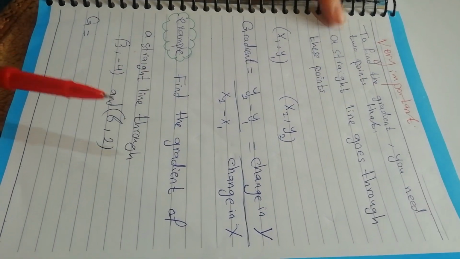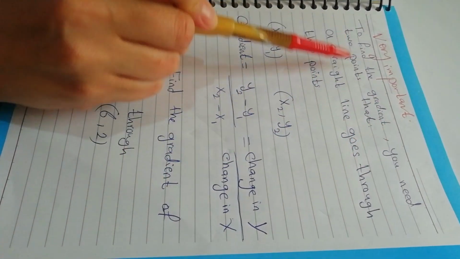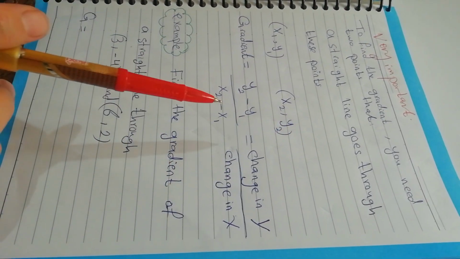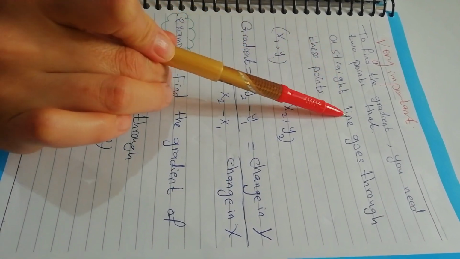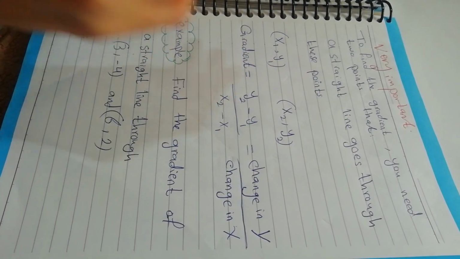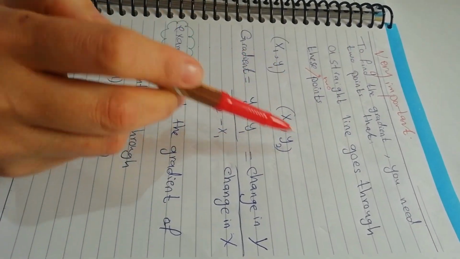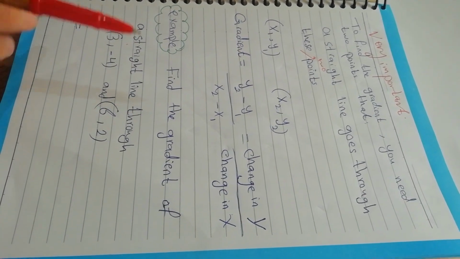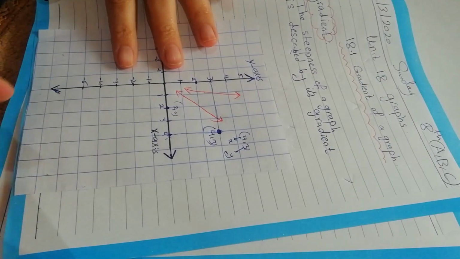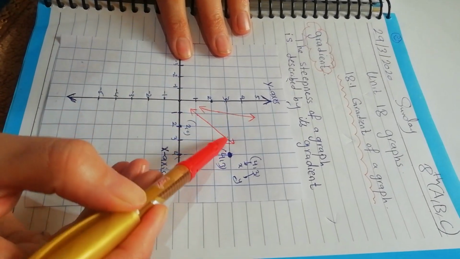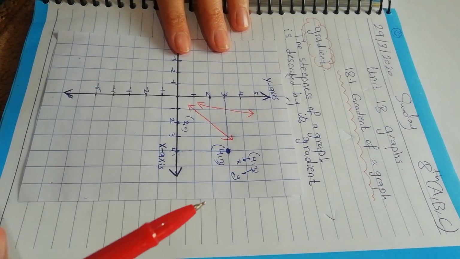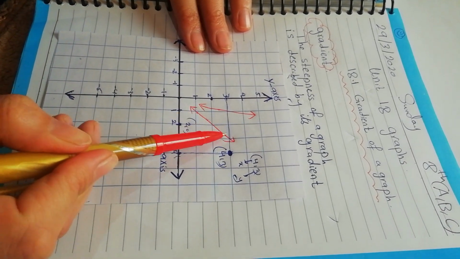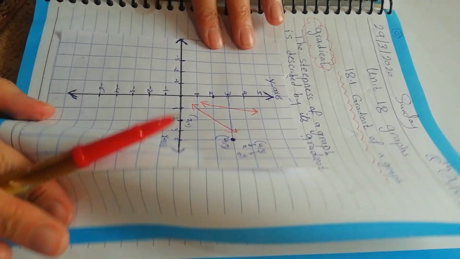Very important. To find the gradient, you need 2 points located on that line. Now let's talk in general. If you have a straight line that goes through any 2 points located on a line, you have to know that any line contains infinitely many points. This is a point, this is a point, this is a point. We just need 2 points located on a line.